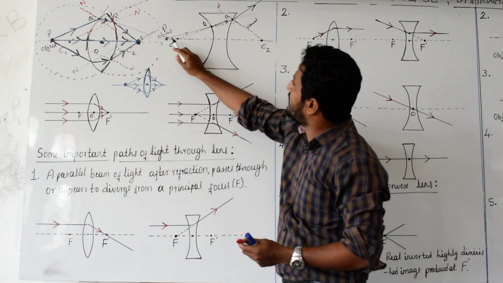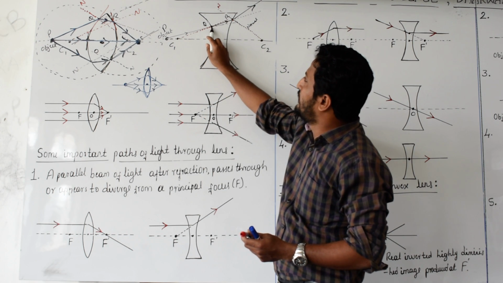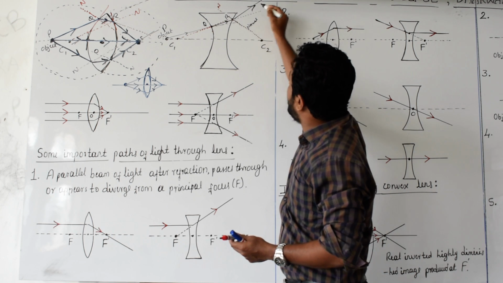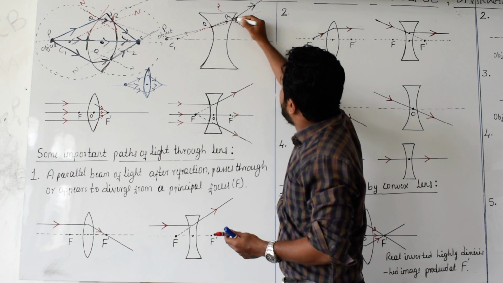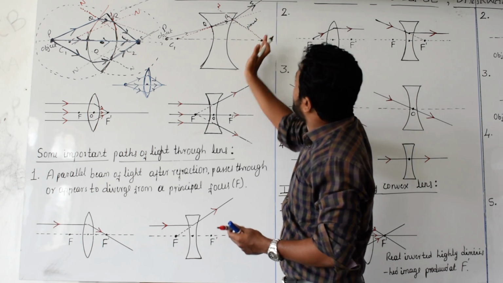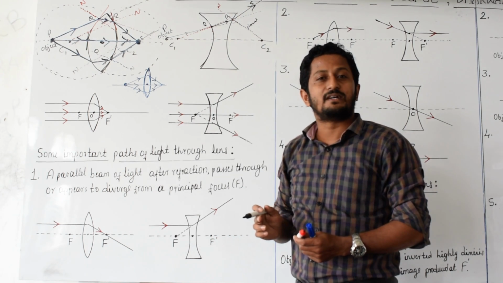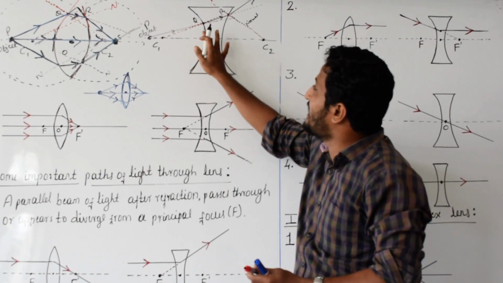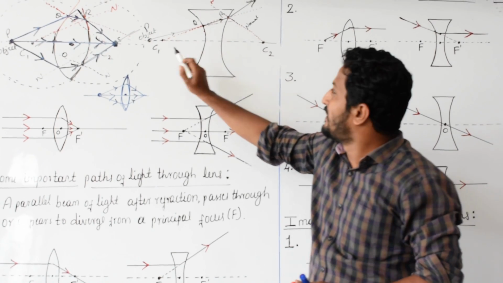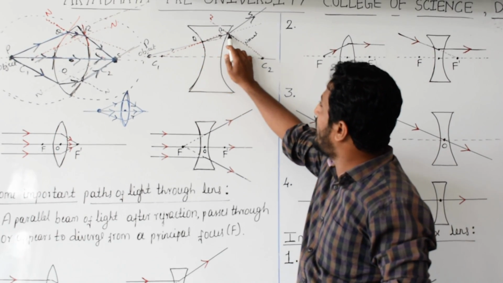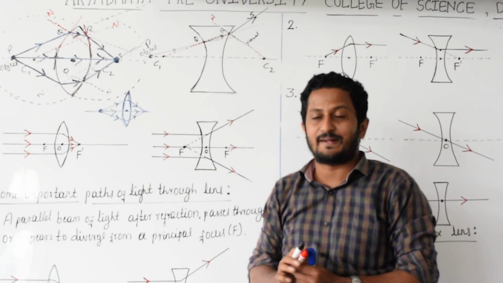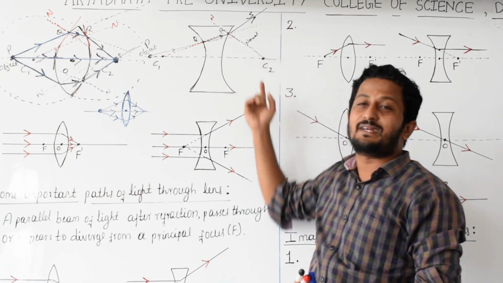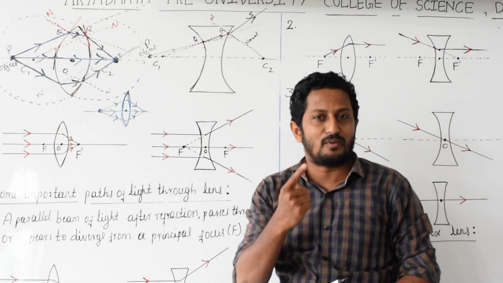What happened here? P to Q, QR bent outward, and thereafter RS. R to S also bent away. Getting what I mean to say here? You can analyze here. P to Q, Q to R, R to S. How is it looking? That light ray is moving away from the principal axis.